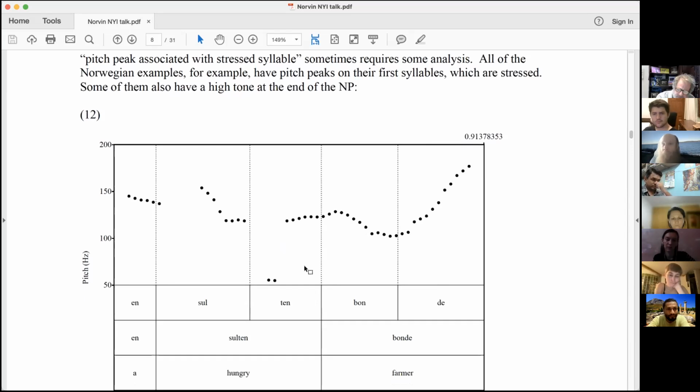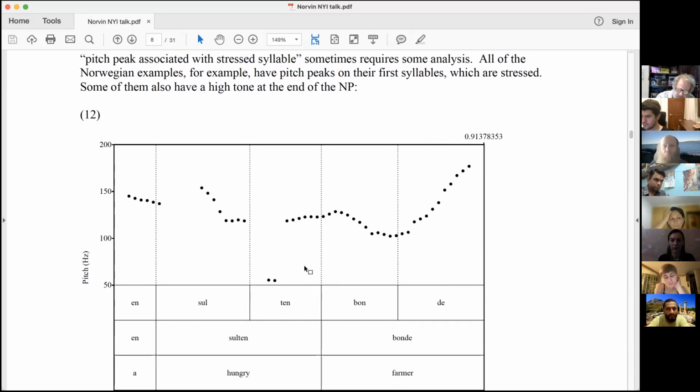Pitch peak associated with stressed syllable, that sometimes requires some analysis. So all of these Norwegian examples have pitch peaks on their first syllable. Those first syllables are stressed. Some of them also have a high tone at the end of the noun phrase. If you know anything about Norwegian, you know this is a lexical difference between different kinds of nouns. Some of them have 2 high pitch targets in them.